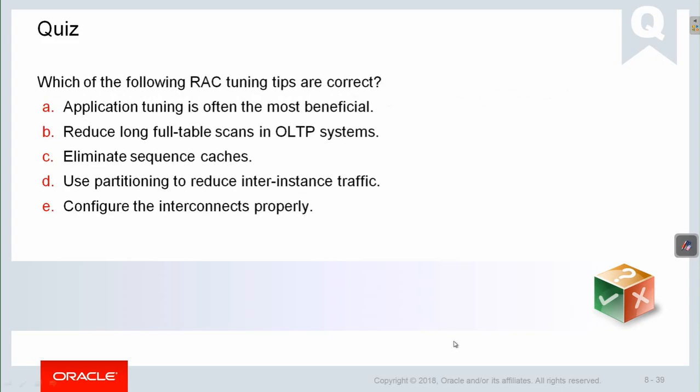And which of the following RAC tuning tips are correct? Item A, application tuning is often the most beneficial. I agree. And reduce long full table scan in OLTP system. I agree. And use partitioning to reduce inter-instance traffic. I agree. Configure the interconnect properly. I agree. But C, eliminate sequence cache. I don't agree. Sometimes sequence with the cache option can resolve index level contention. So the answer is A and B and D and E.